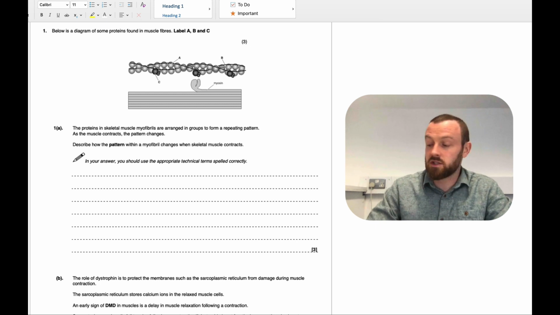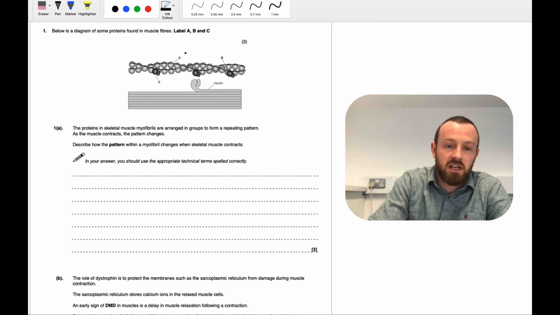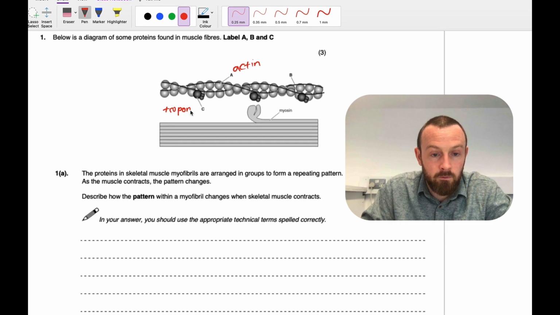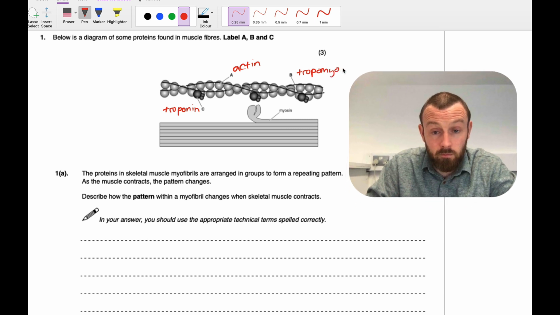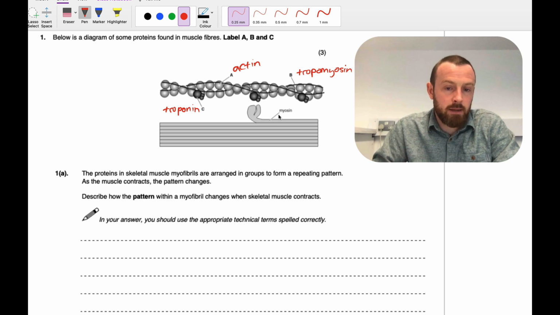So this question gives you a picture of the proteins within the muscle fiber, within the sarcomere. So first of all, let's just kind of label these. A is actin. C is troponin, and B is tropomyosin, and then myosin is already labeled for us down here.